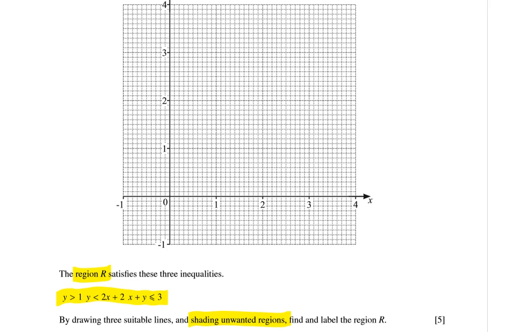Our first line is y is equal to 1. For plotting, you may convert the inequalities to equations. So the first equation is y is equal to 1. This is your first line. And as it is showing greater in the region, this direction would be the greater one.